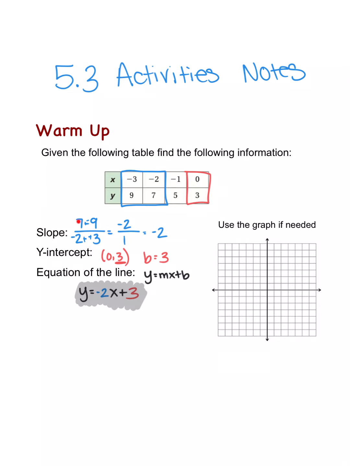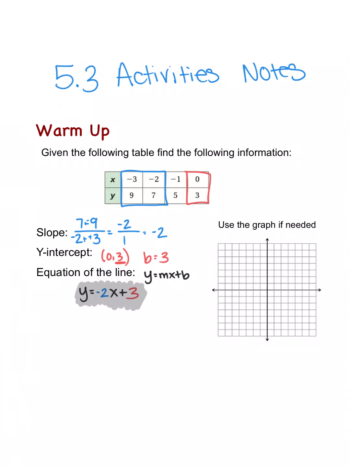We did change in y over change in x. So we did 7 minus 9, negative 2 minus negative 3 to get negative 2. So that's our slope. To find the y-intercept, we look at where our x value is 0, because we don't want to go left or right at all. We just want to figure out where we are on the y-axis. So our y-intercept here, our b value, will be 3.